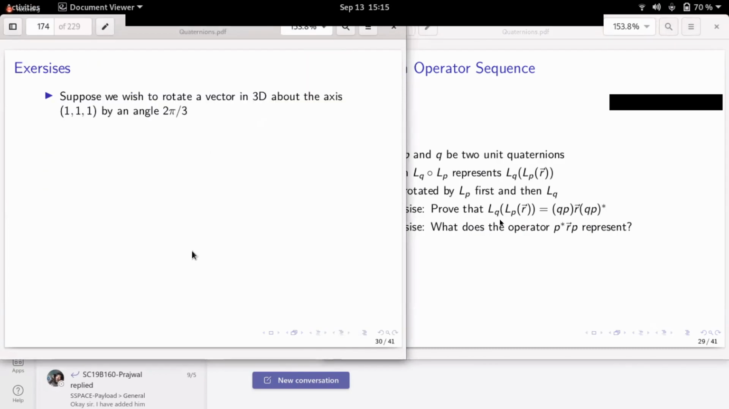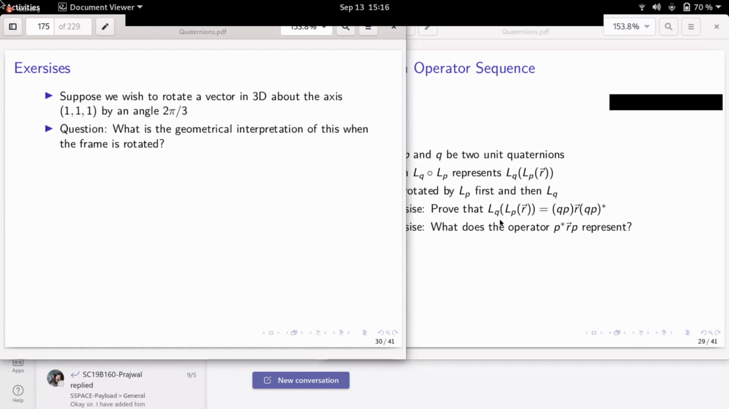Okay, so let us do some exercises by discussing. Suppose you wish to rotate a vector in 3 dimensions about the axis 111 by an angle 2 pi by 3. What is the quaternion corresponding to this? Theta will be how much? Pi by 3. Very good. And the axis will be along 111. But you should carefully choose, because finally we want P naught square plus P1 square plus P2 square plus P3 square equals 1. So you have to make sure that you choose carefully.